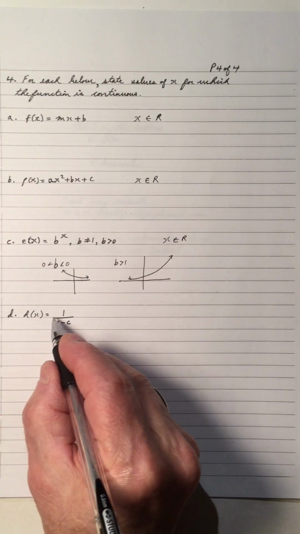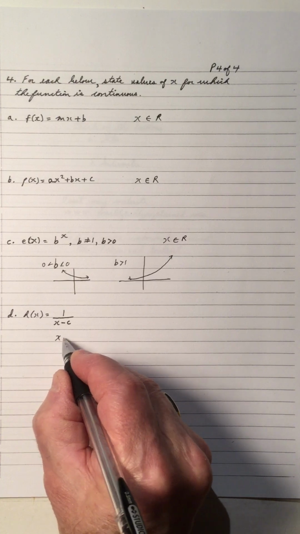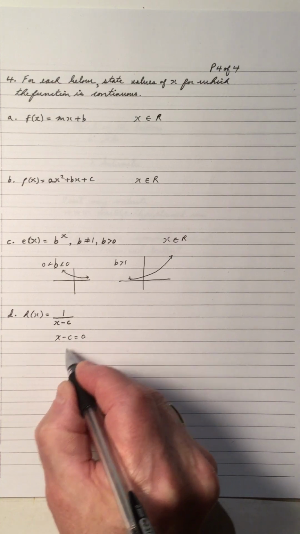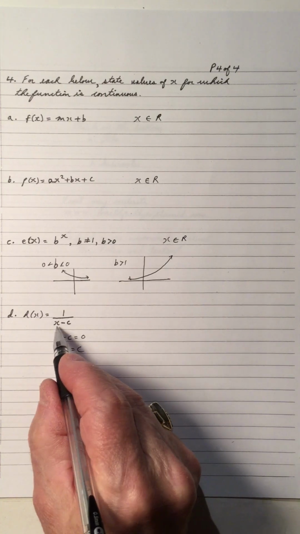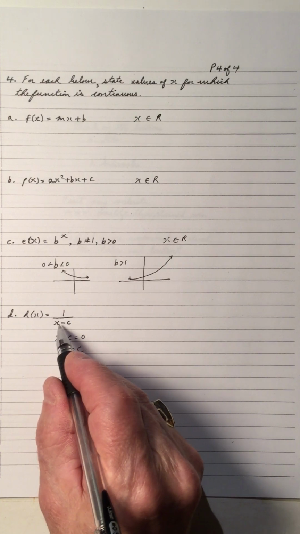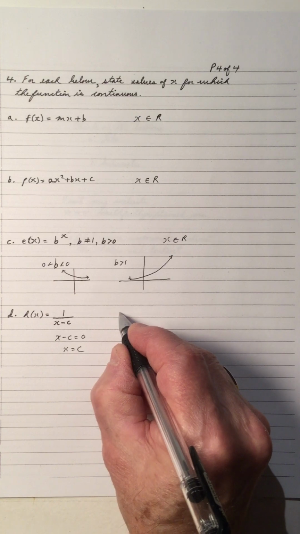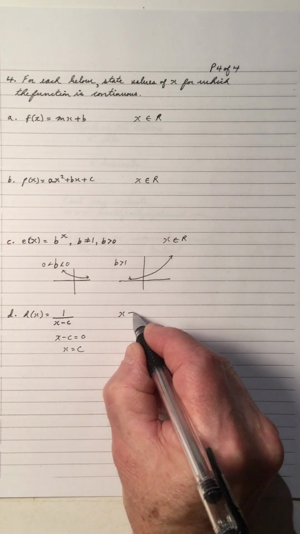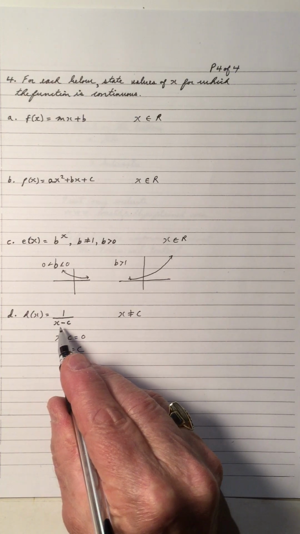And h of x is 1 over x minus c. So x minus c is equal to 0. X is equal to c. So whatever this value of c is, it's undefined. So the values for which it is continuous are x not equal to c. So whenever x is not equal to c, it's continuous.